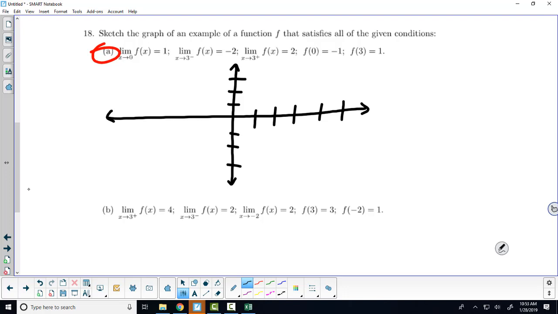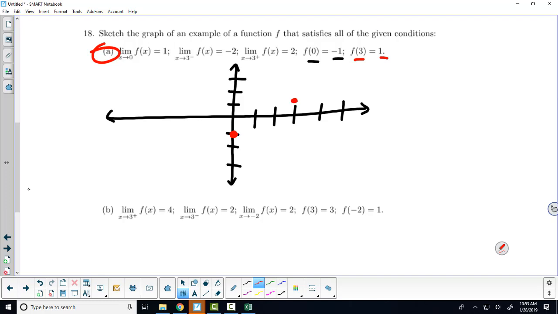Okay. I would recommend starting with plotting points. You do know a few points on here. Which points do you know? We know that 0, negative 1 is a point on this function, right? So we've got this point right here on the function. What else do we know? 3, 1. We know that the ordered pair 3, 1 is on this function. Okay? So that's maybe a good place to get started.